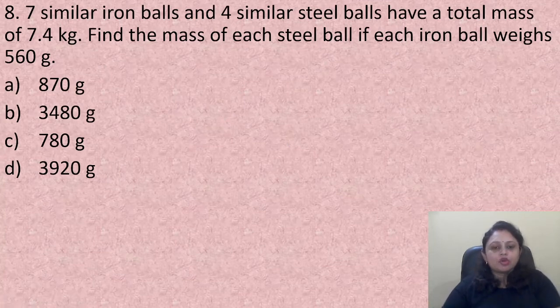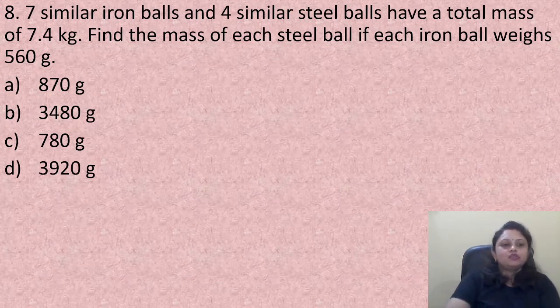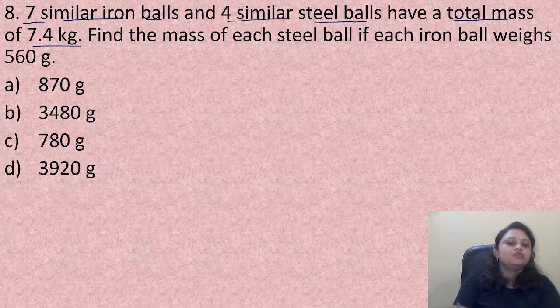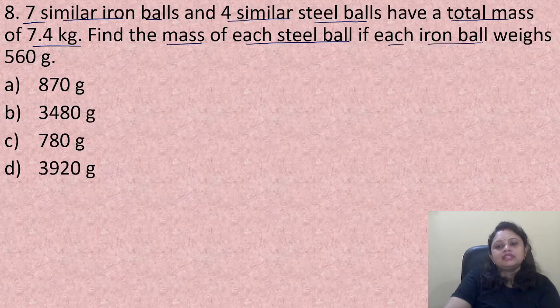7 similar iron balls and 4 similar steel balls have a total mass of 7.4 kg. Find the mass of each steel ball if each iron ball weighs 560 gram. Option A 870 gram, B 3480 gram, C 780 gram, D 3920 gram. In the question it is given 7 similar iron balls and 4 similar steel balls have a total mass of 7.4 kg. We have to find the mass of each steel ball if each iron ball weighs 560 gram.